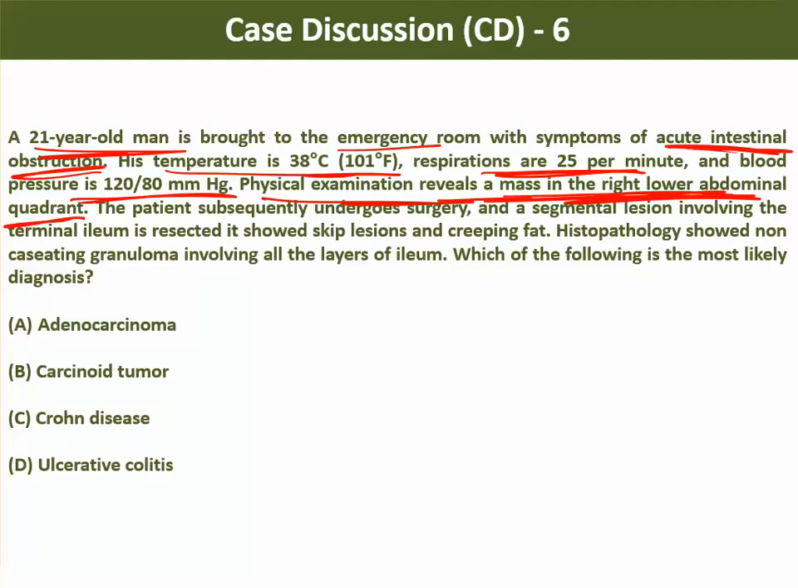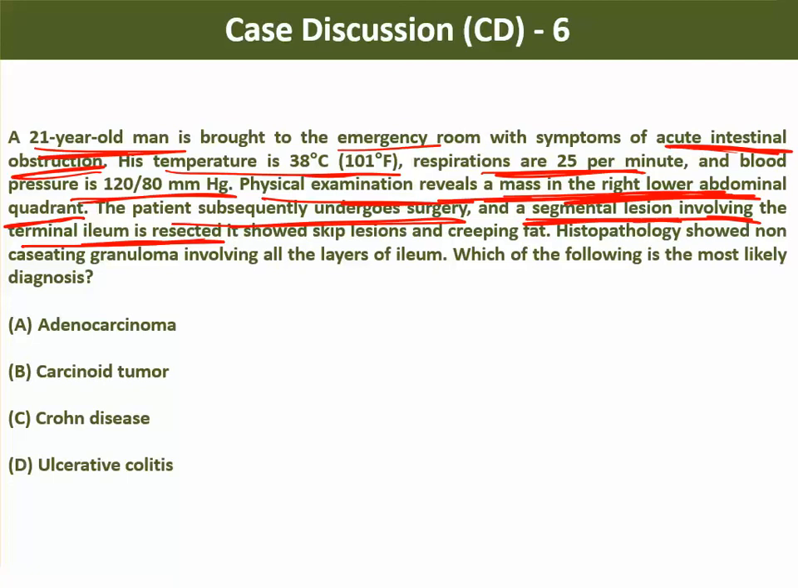Where is the right lower abdominal quadrant? It includes the cecum, terminal ileum and the right-side colon. All these areas we call the right lower abdominal quadrant. Now the patient subsequently undergoes surgery, and a segment of lesion involving the terminal ileum is resected.